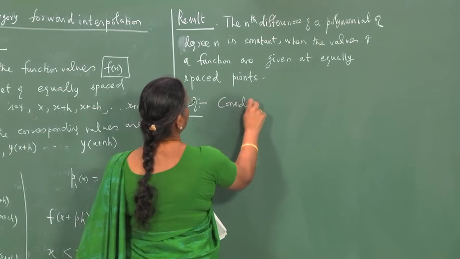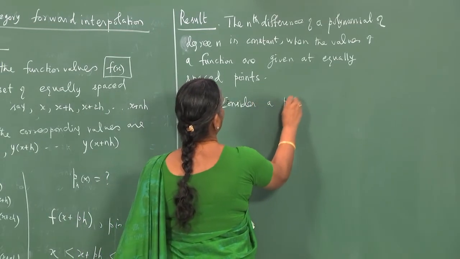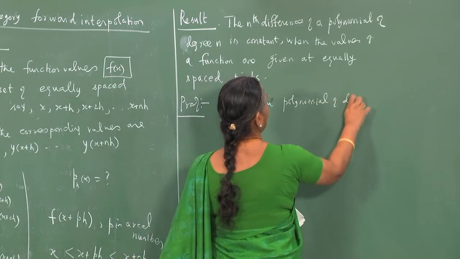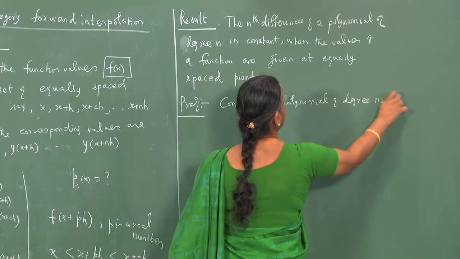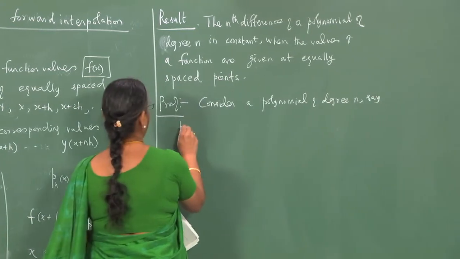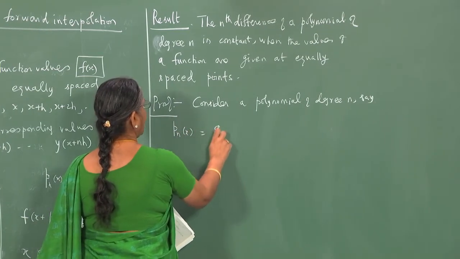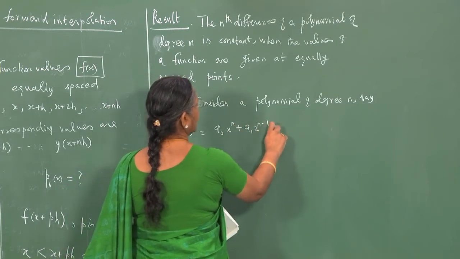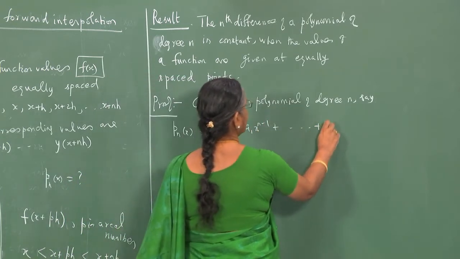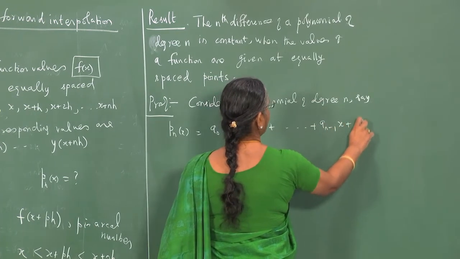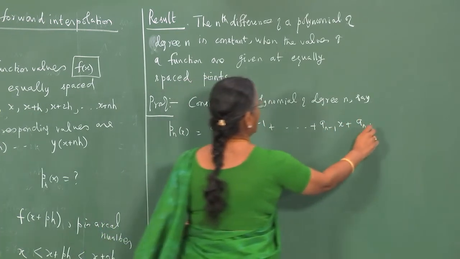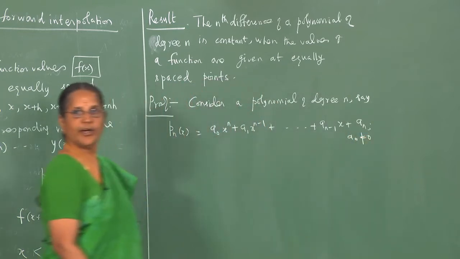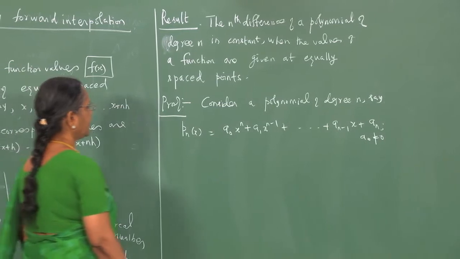So, consider a polynomial of degree n, say P n of x. So, let us take the polynomial as a naught x power n plus a 1 x power n minus 1 plus etc. plus a n minus 1 x plus a n with a naught different from 0. It is a polynomial of degree n.